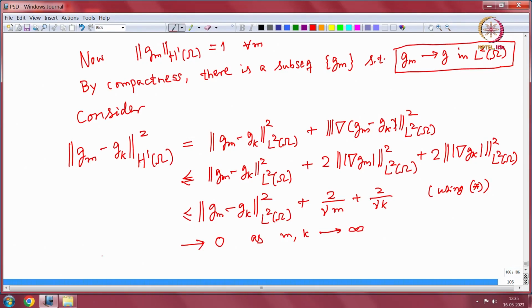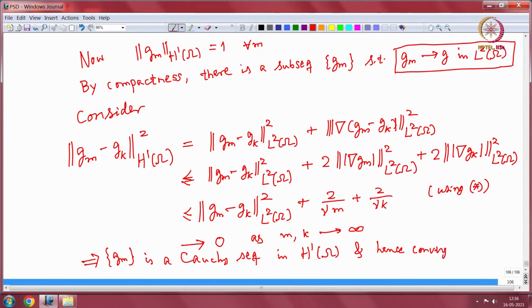Okay, so, what does that mean? This implies Gm is a Cauchy sequence in H1 omega and hence converges to some G. We have already shown that Gm converges to G, so that G has to be the same thing here. Okay.